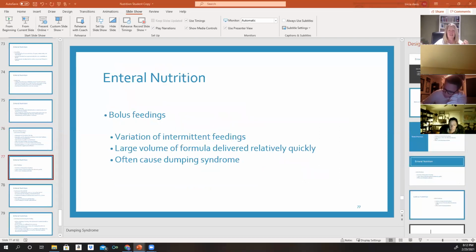Those bolus feedings, where we just give a can or a can and a half at a time, are a variation of an intermittent feeding. We're giving a large volume of formula at a relatively quick rate. This can often cause dumping syndrome. Does anybody know what dumping syndrome is? It's okay if you don't. Yes. What is dumping syndrome?